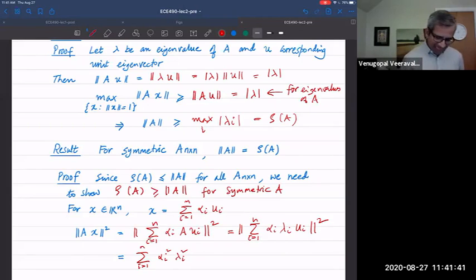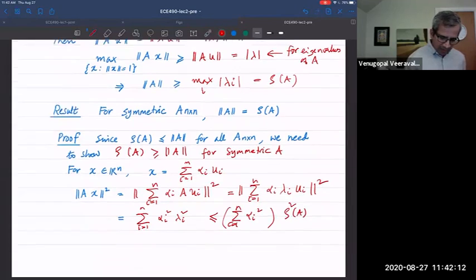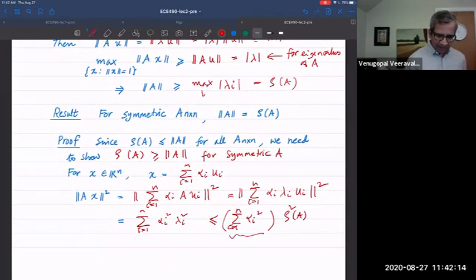And this is less than or equal to, I'll put the lambda max there. If I replace lambda_i by lambda max, I get the spectral norm, actually the square of the spectral norm, because I have the square of lambda_i here. So this is less than or equal to the summation i equal to 1 to n of alpha_i squared times the spectral norm squared. But this is just, by Parseval's theorem, as we just saw, the norm of x squared.